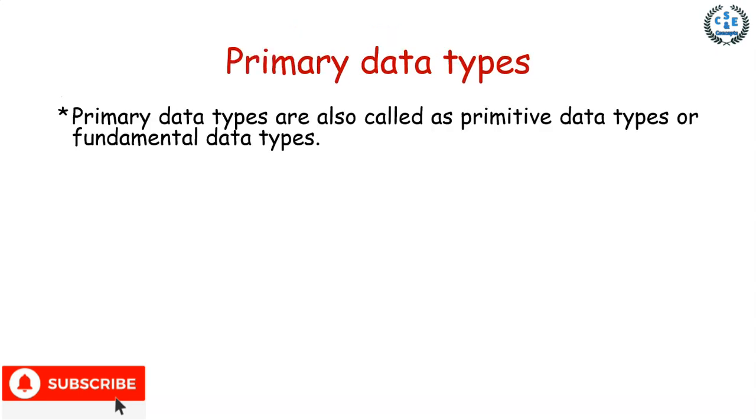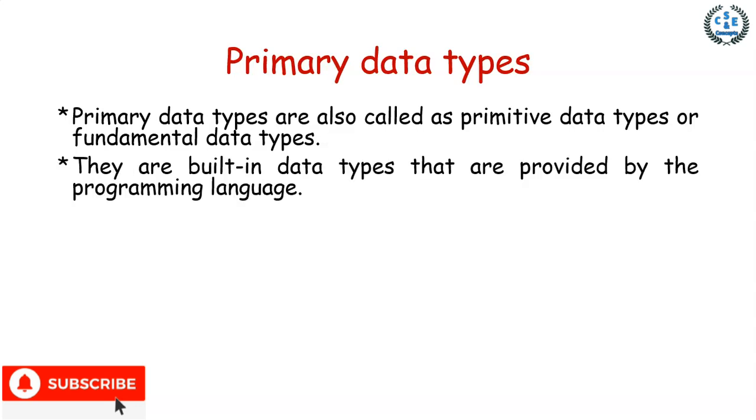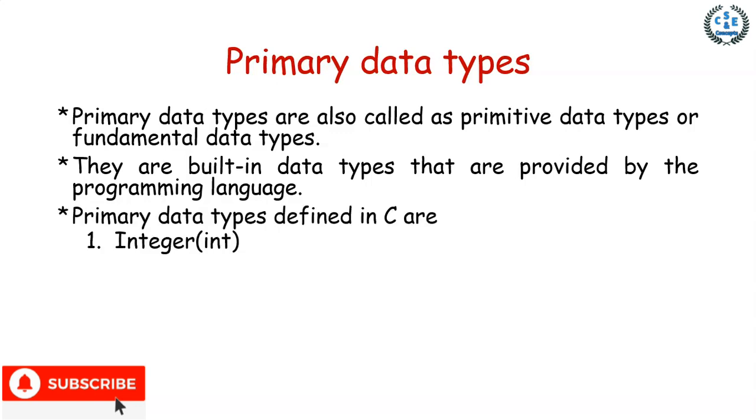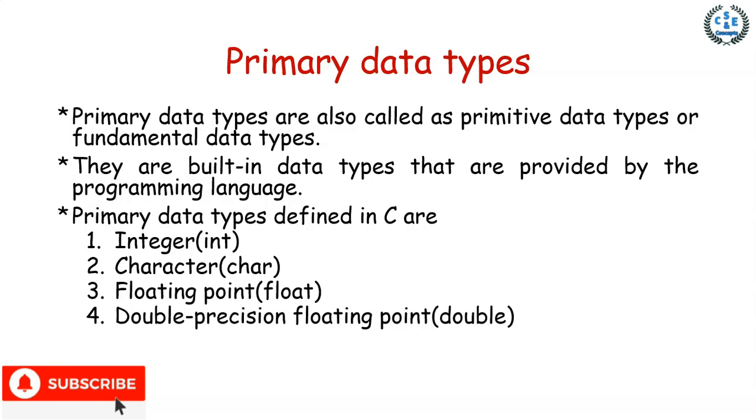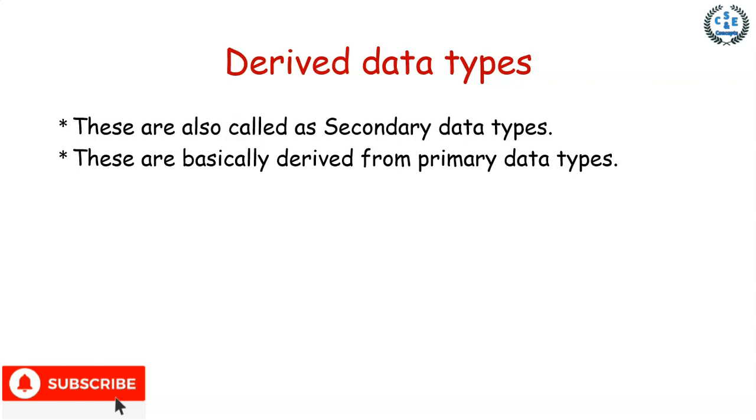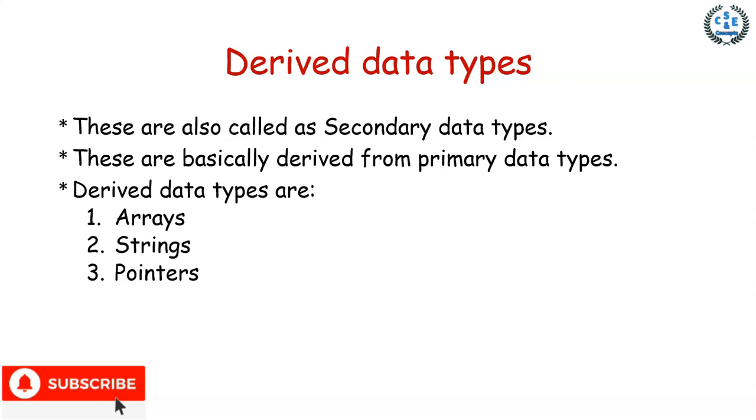Primary data types are also called primitive data types or fundamental data types. These are built-in data types that are provided by the programming language. Primary data types are integers, characters, floating point, double precision floating point, and void. Next, derived data types. These are also called secondary data types, and they are basically derived from the primary data types. Derived data types are arrays, strings, pointers, and functions.